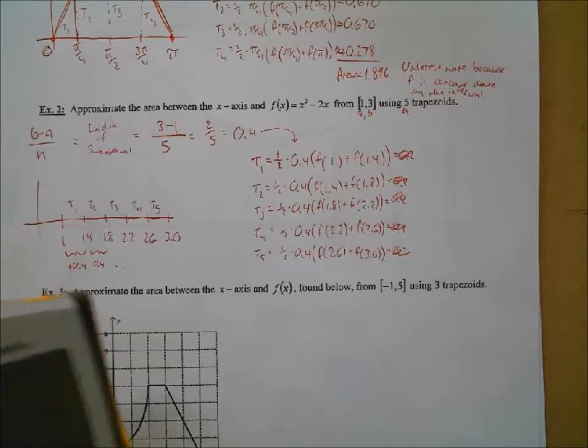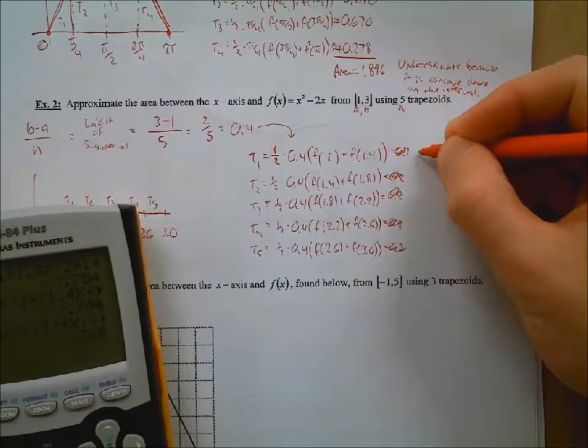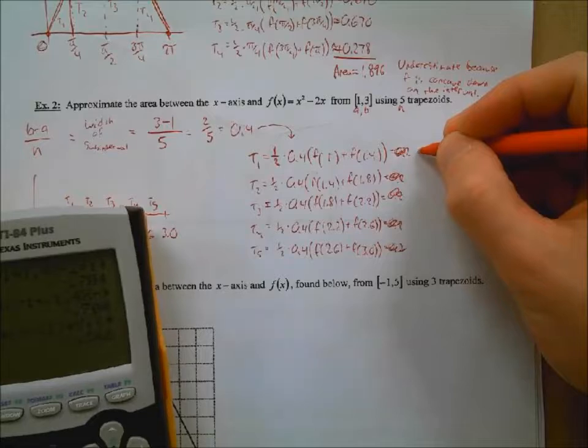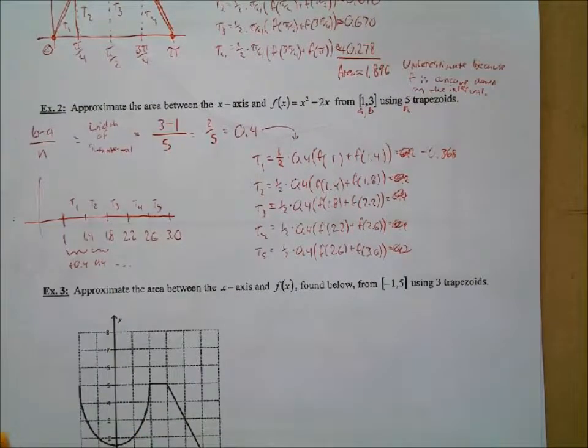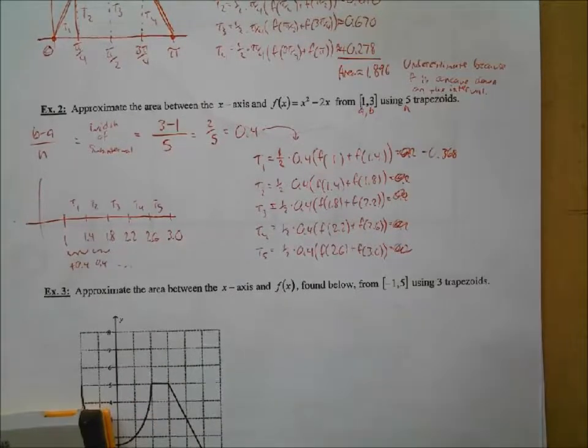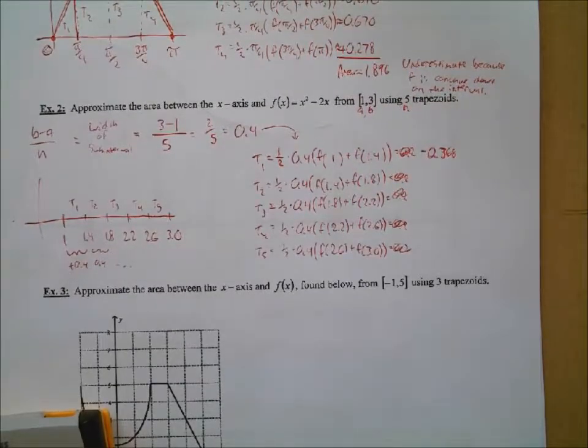All right. What did you guys get for the area of this first trapezoid? Negative 0.368. Okay, but that is the area, right? Yeah. That was my question. How can an area be negative? It has to do with its location, which is below the x-axis. So what's the question? How do you get that?